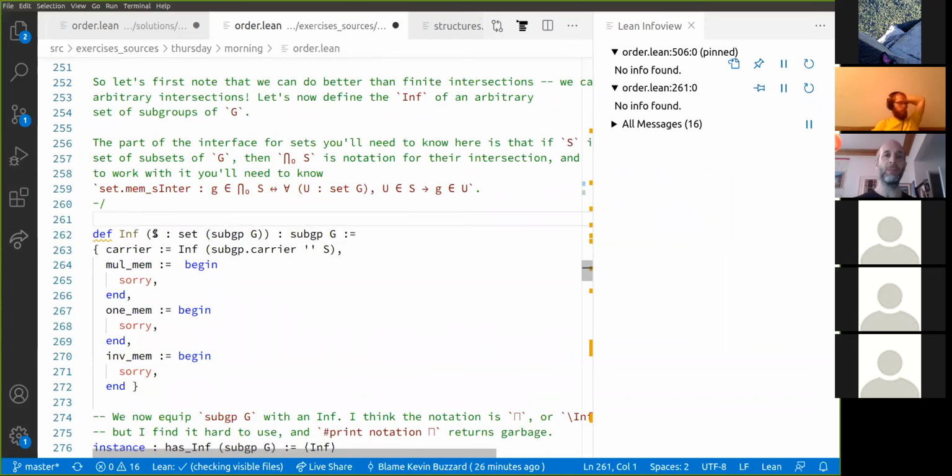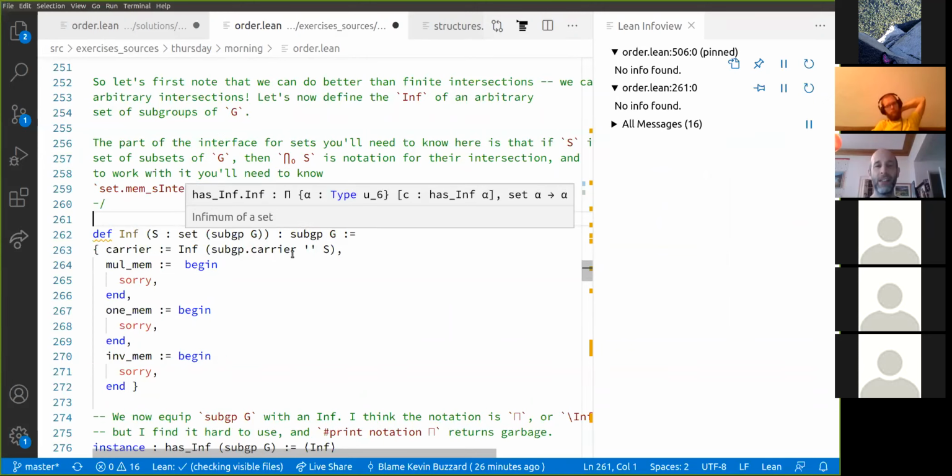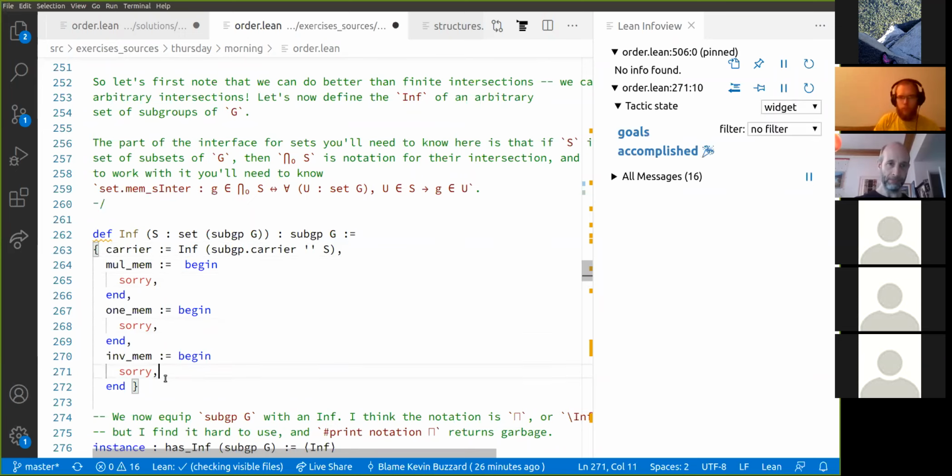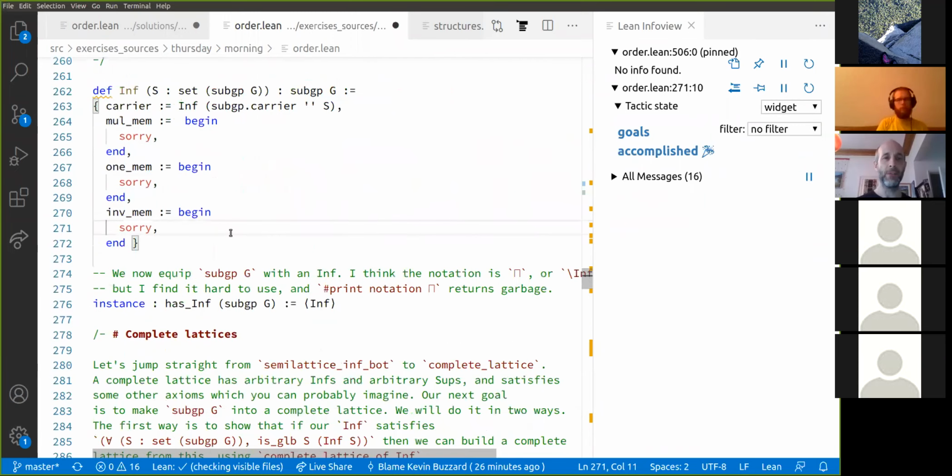If S is a set of subgroups of G, I can make another subgroup of G, and all I do is I take the intersection. And in fact, I've cheated. What I've done is I've pushed this set of subgroups of G forward to a set of subsets of G, and I've taken their inf in the lattice of subsets of G. And so now you've got to prove that the intersection of a collection of subgroups is a subgroup by proving the 3 axioms here.